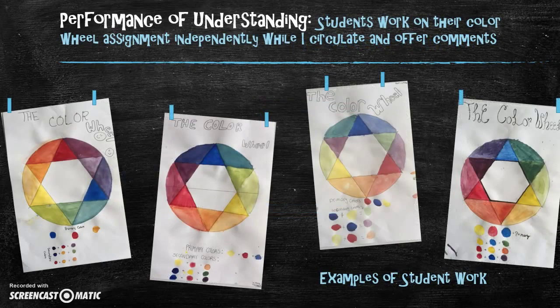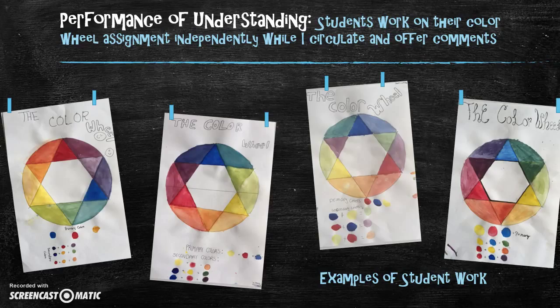Once I've shared my learning targets, we get into the performance of understanding. With this project, we step by step set up our color wheel. We started with the primary colors, and then I taught them how to mix the primaries together to make the secondaries, and then I taught them how to mix them in unequal amounts to make the intermediate colors. And then this was a time that once I went through each instruction, students were able to work on their assignments independently during independent work time.